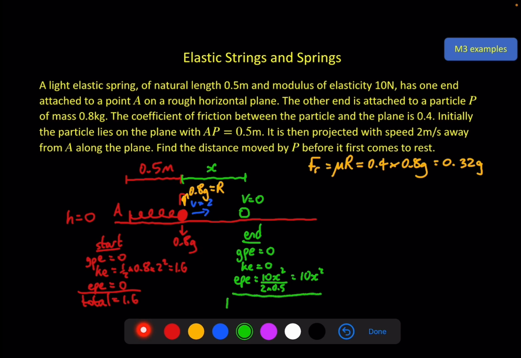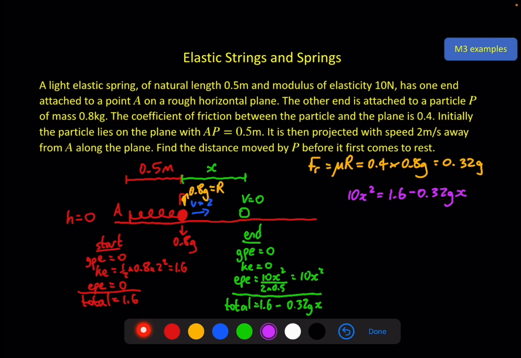And the total, this is the key part in this question that's different from the previous examples, the total is 1.6 minus friction times the distance travelled. So the total is 1.6 minus 0.32 gx. This is our external force, work being done against friction. So our total here, 0 plus 0 plus 10x squared, must equal this reduced amount of energy. That gives us our equation. 10x squared must equal 1.6 minus 0.32 times 9.8x.